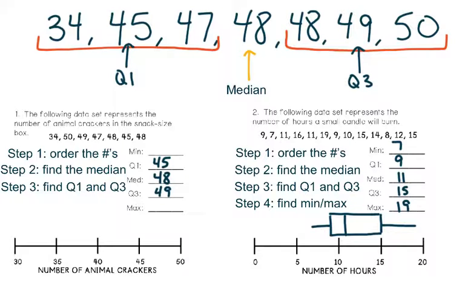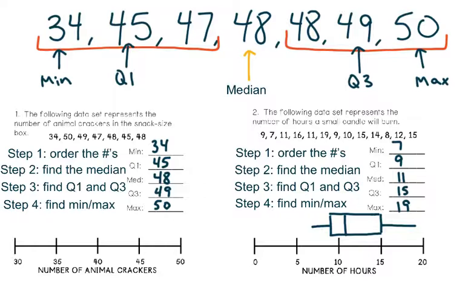You should have gotten Q1 as 45, Q3 as 49, the median of the upper and lower halves. And now your last step for the 5-number summary, find the minimum and the maximum. So point to the smallest number and point to the biggest number, and then press play when you're ready to check. You should see that 34 is the smallest number in the data set and 50 is the largest.